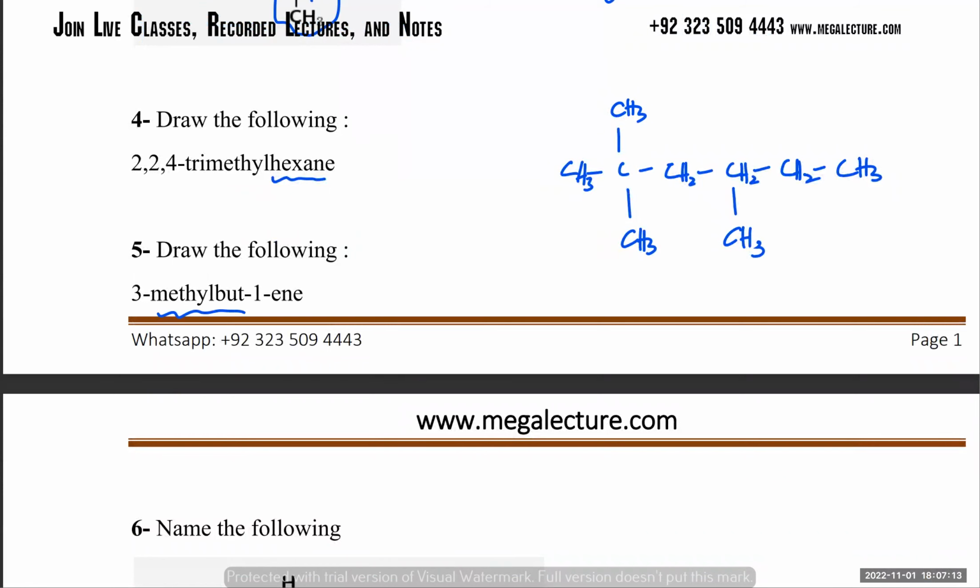3 methyl but-1-ene. What is that? But is 4 carbon atoms. 1-ene means that there's a double bond on the first one. And there's 3 methyl, which means on the third one there's a methyl. This one will have 1 H, this one will have 1 H as well, and this one will have 2 H's.